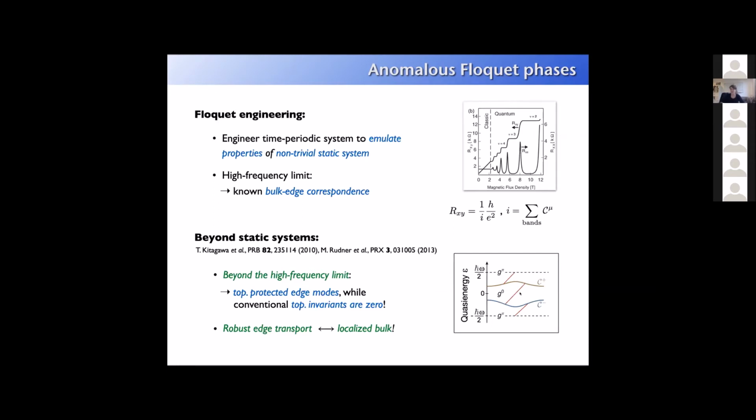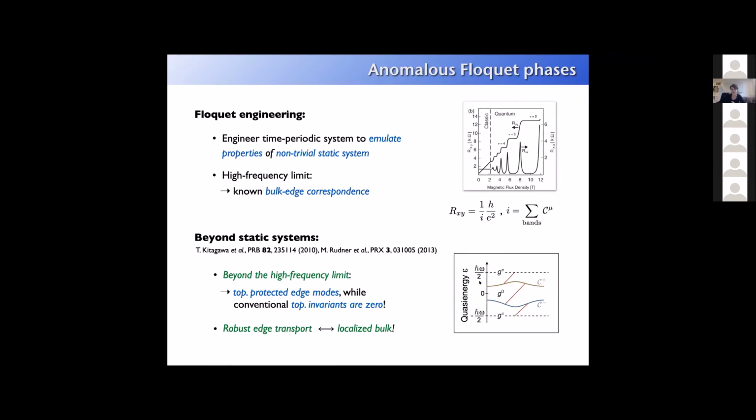So the simple bulk edge correspondence that connects the bulk topological properties characterized by the Chern numbers to the number of edge modes in a finite system would tell me that here the bands are actually topologically trivial. But somehow I still have topological edge modes in this system. And the reason for that is that in a periodically driven system, I have this quasi-energy spectrum where the quasi-energy is only defined up to integer multiples of the driving energy quantum h bar omega.